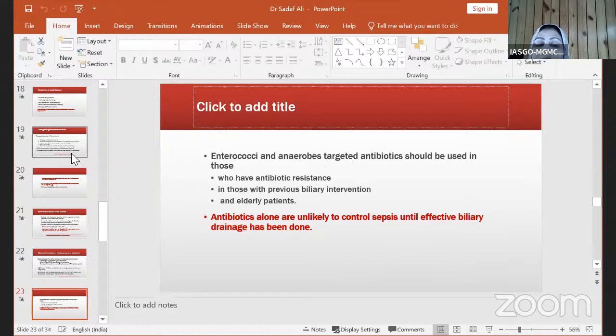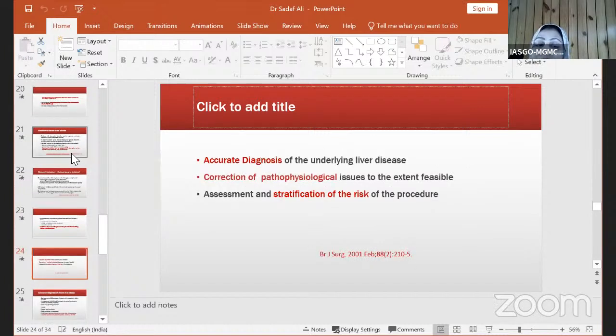Now, once there is a suspicion of enterococci or anaerobic infection, you have to target it with a change in your antibiotic protocol, especially those who have antibiotic resistance to the previous treatment, those who have previous biliary intervention, and very elderly patients. Again, very important, it has been discussed thoroughly that no antibiotic is likely to control severe sepsis unless and until effective biliary drainage is reestablished.